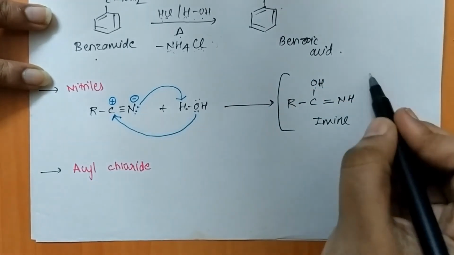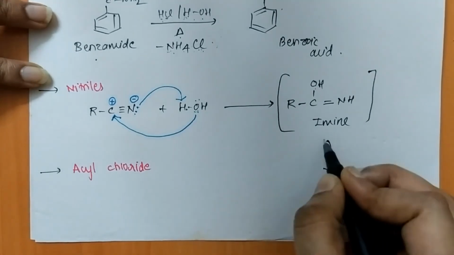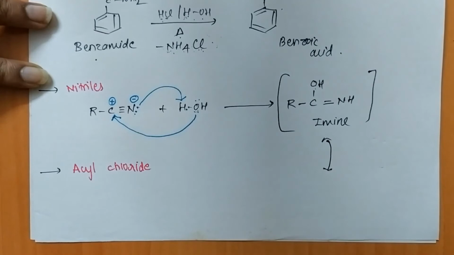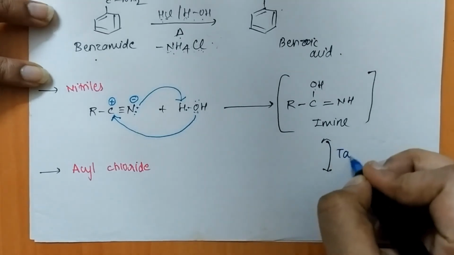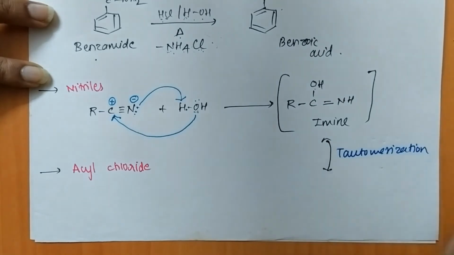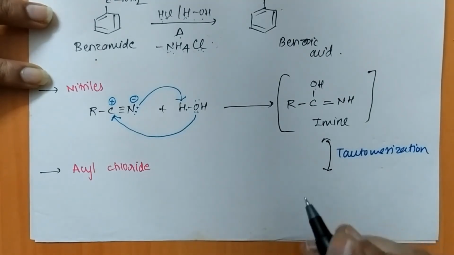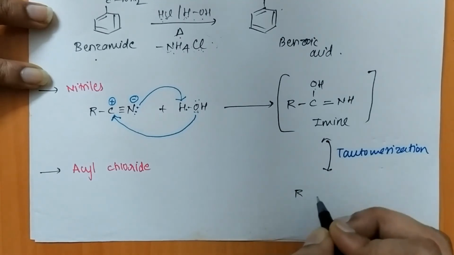An imine is highly unstable, and therefore it is definitely going to undergo something called tautomerism, or you can say tautomerization, which ultimately will lead to the formation of an amide.